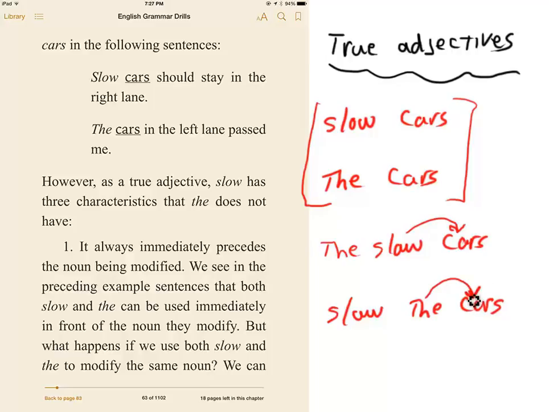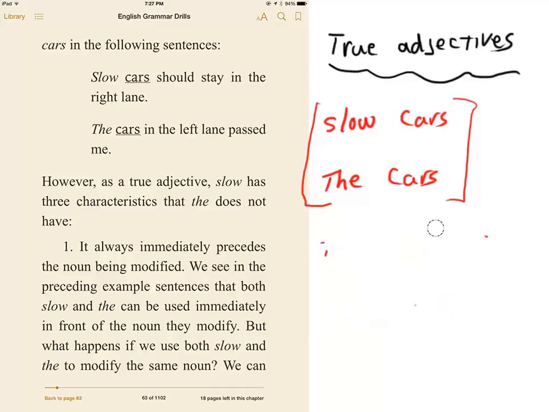It doesn't come right before the noun all the time. It has to precede the other adjectives. Okay, so that's because slow has to be right next to the noun it modifies. We call that a true adjective. Sometimes we use more than one true adjective at a time, and we'll talk about the order of adjectives later. But the always has to come before all the other adjectives. So the is not a true adjective. All right? Let's see what they say as we go on.